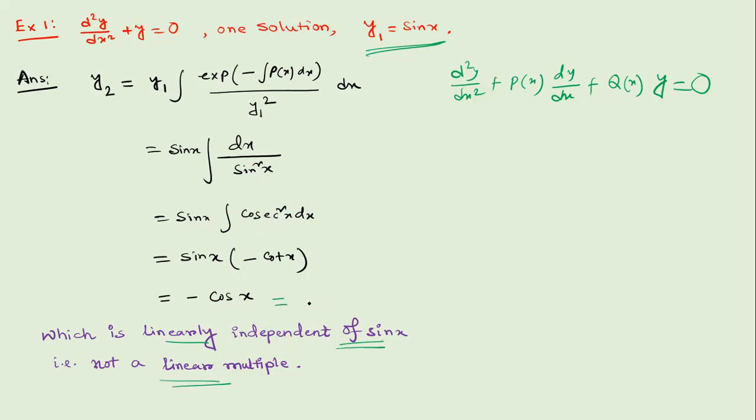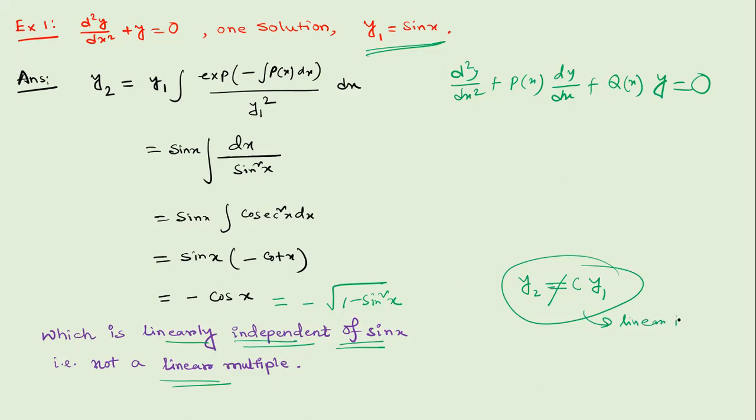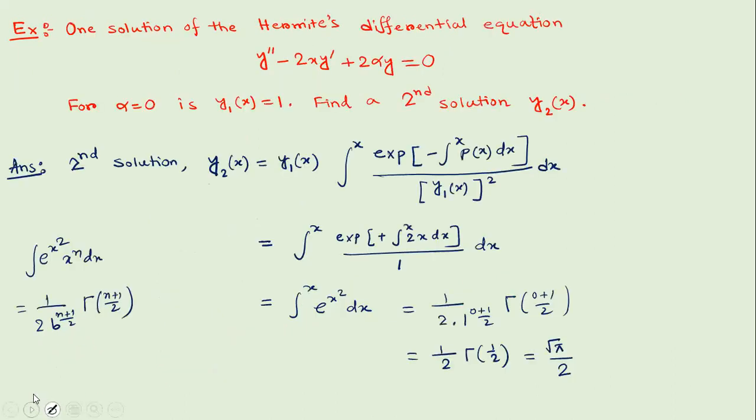You might say this is a function of sin x, but it is not linearly dependent, because linear dependence means one solution must be written as a constant times y1, but here we cannot write this y2 as a multiple of y1, right? So these are not linearly dependent; y1 and y2 are linearly independent solutions of each other. Okay, so this is linearly independent, right?